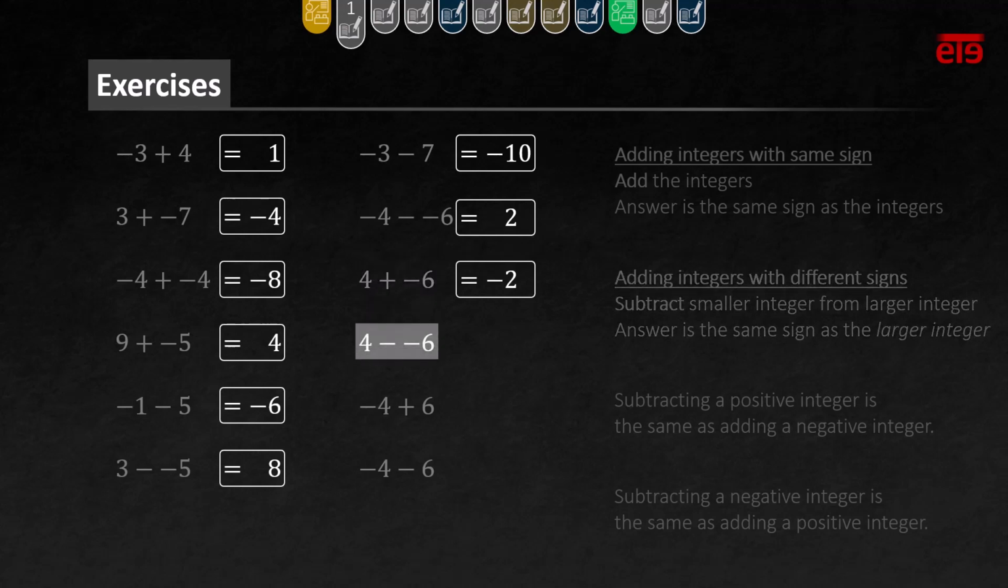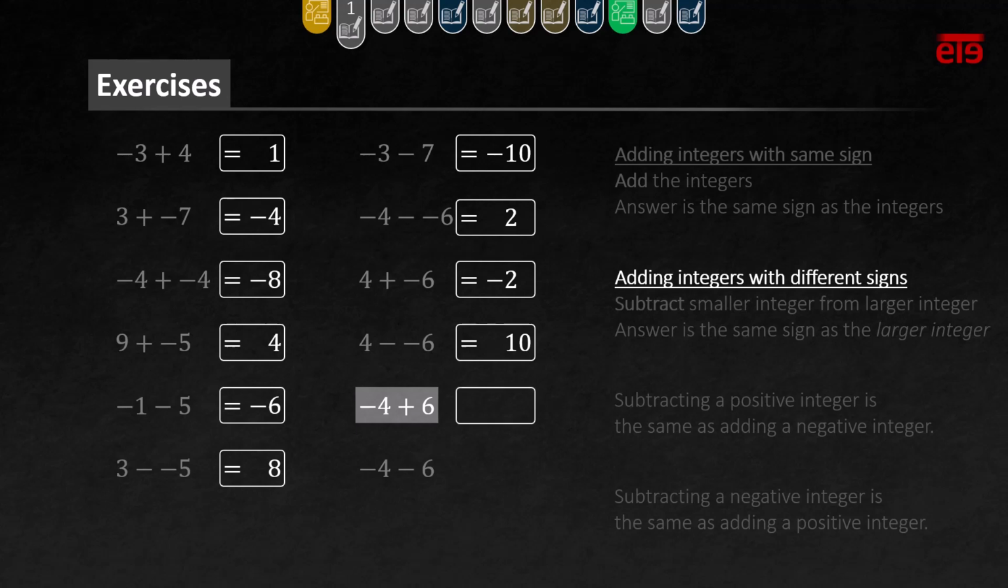4 minus -6 is the same as 4 plus 6. We can simply add 4 and 6 to get 10. -4 and 6 have different signs. So 6 subtract 4 and we get 2, which is the answer.